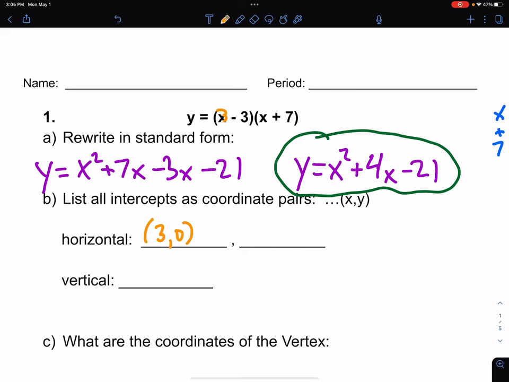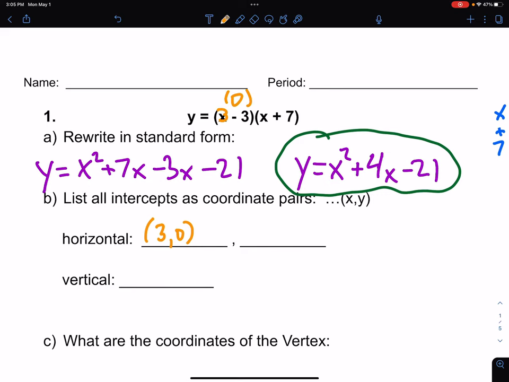How does that work? Well, I'm going to get 3 minus 3, I get 0 over here. 3 plus 10, or I'm sorry, 3 plus 7. If I make this x 3, I'm going to get 10 over here. But guess what? 0 times 10 equals 0. That's why this works. You're just picking the opposite of whatever they're adding or subtracting from, right?